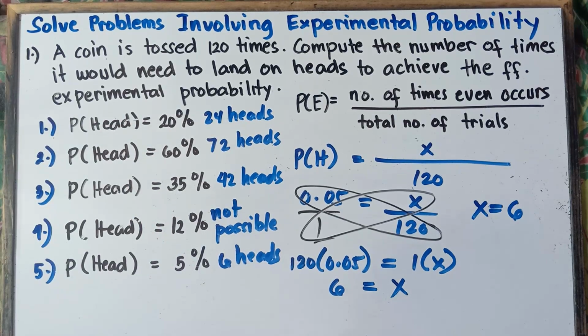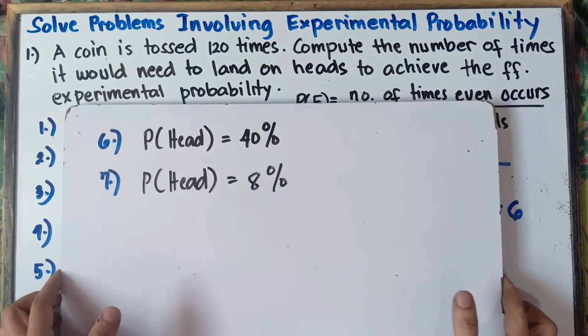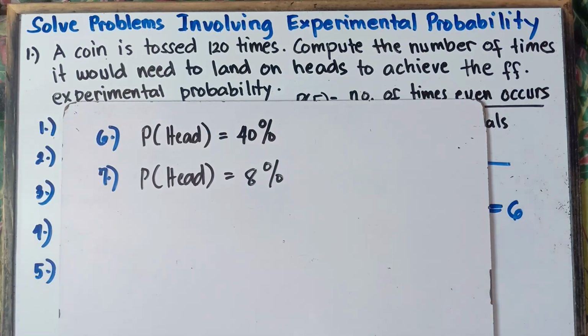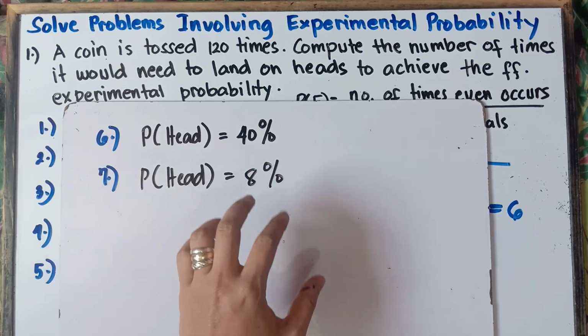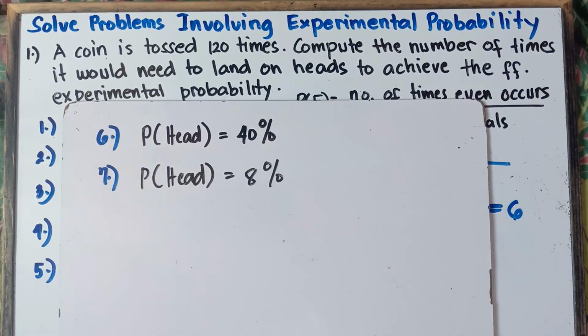Alright, so how about you try this one, class? Example number 6 and then number 7. And then you put your answer, class, in the comment section down below. Let me check, class, if you really understand our topic. So you try this one, class, given probability 40%, and then for number 7, that would be 8%. Put your answer in the comment section down below.